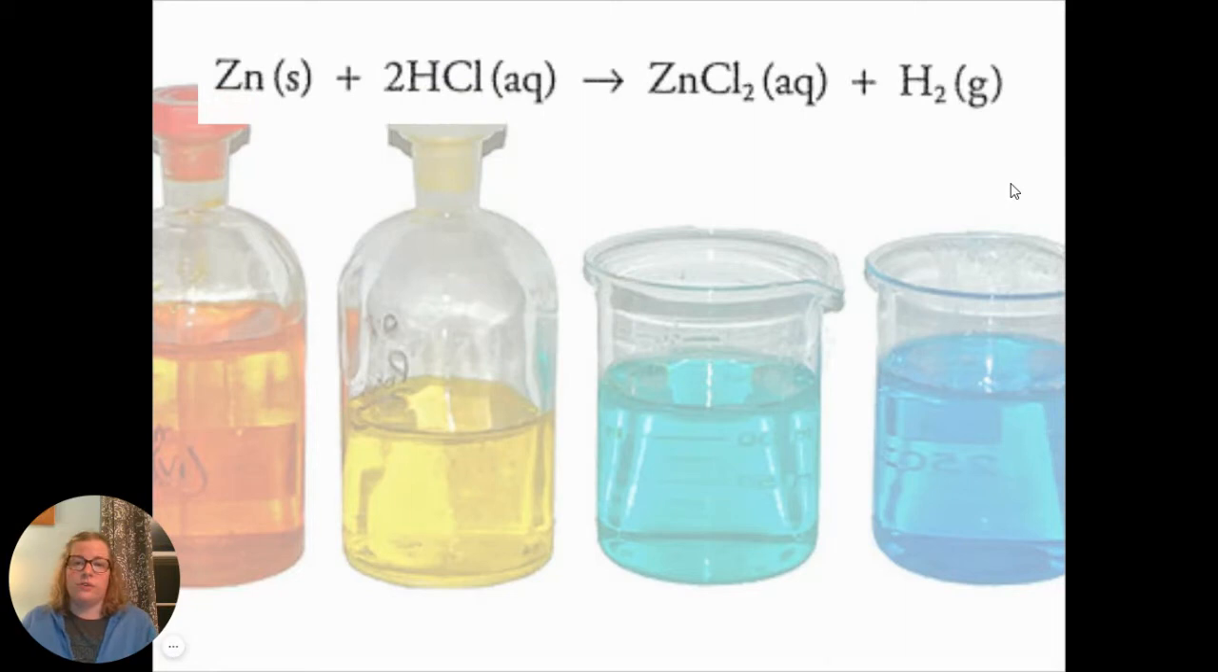Okay, so here is the first one. It is solid zinc reacting with aqueous hydrochloric acid, and it's turning into aqueous zinc chloride and hydrogen gas.